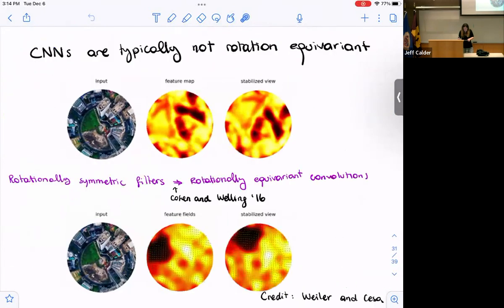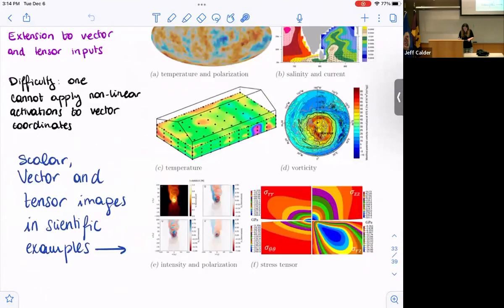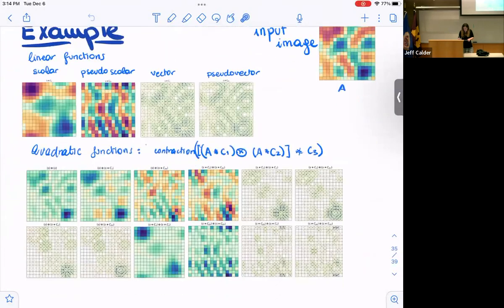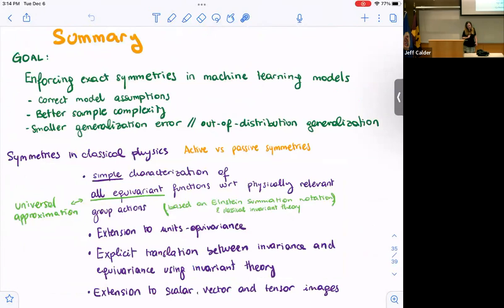There are also some extensions to images that I will not discuss right now, but let me summarize and tell you that I believe that enforcing exact symmetries in machine learning models gives you the correct model assumptions, better sample complexity, and smaller generalization error, and there's a lot of beautiful math that one can do while doing that.